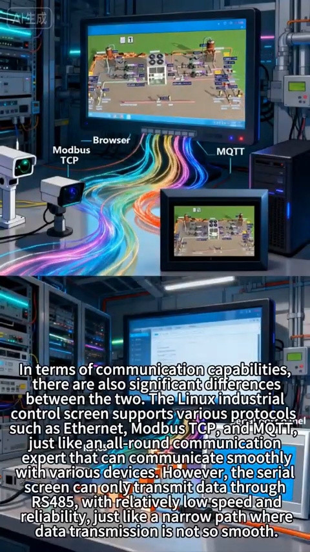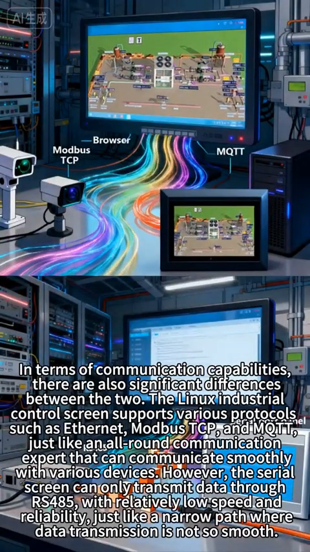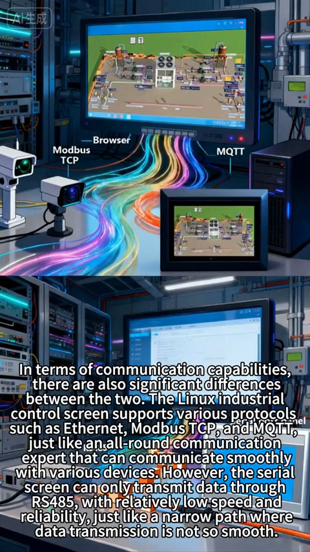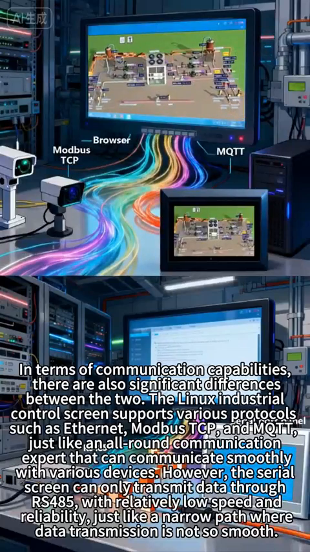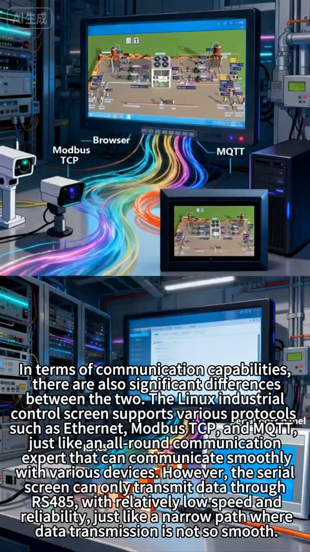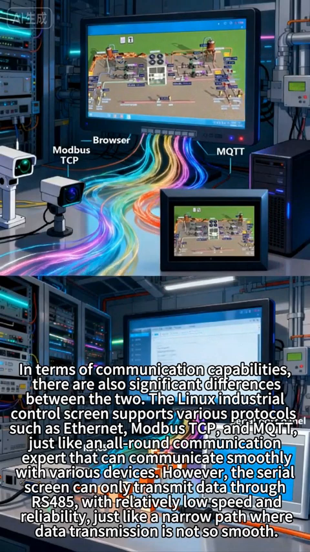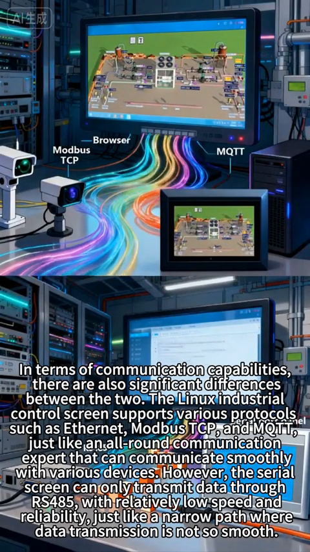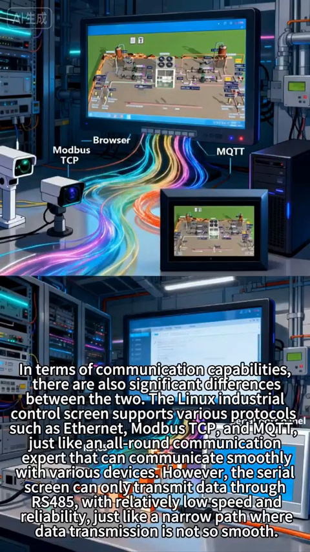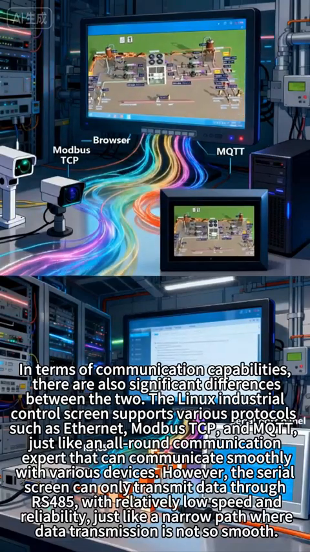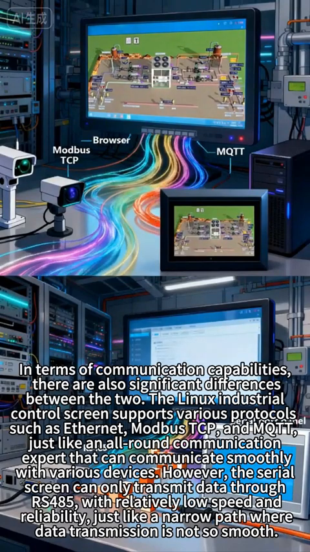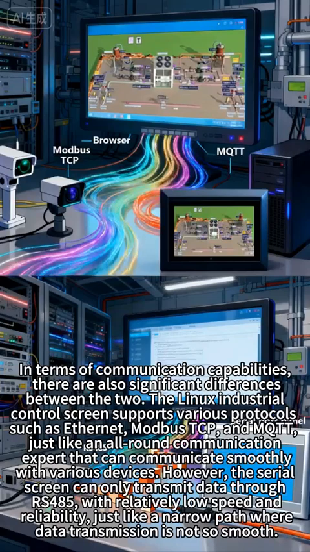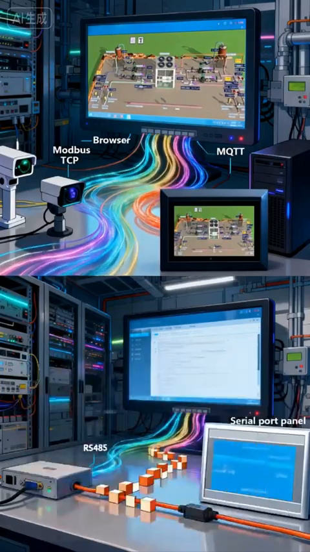In terms of communication capabilities, there are also significant differences between the two. The Linux industrial control screen supports various protocols, such as Ethernet, Modbus TCP, and MQTT, just like an all-round communication expert that can communicate smoothly with various devices. However, the serial screen can only transmit data through RS-485, with relatively low speed and reliability, just like a narrow path where data transmission is not so smooth.